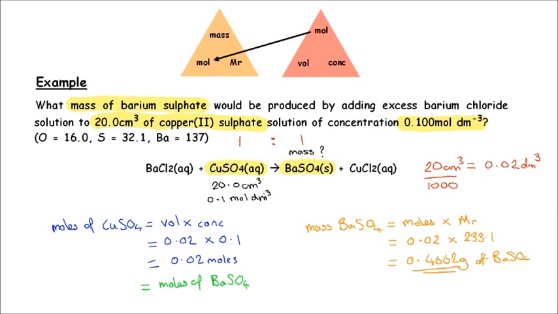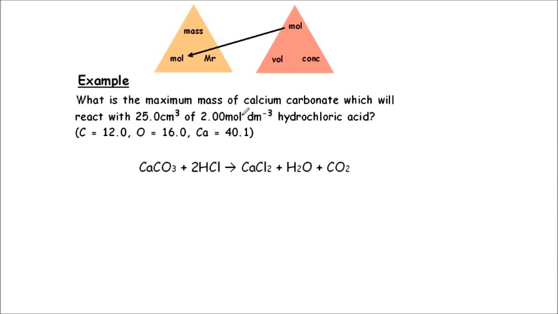Okay, let's have a look at another question then. So this one's asking us, I'm going to highlight as before, what's the maximum mass of calcium carbonate, which will react with 25 centimeters cubed, that's a volume, of 2 moles per decimeter cubed, that's a concentration, hydrochloric acid. And here's our hydrochloric acid. Okay, so that's all we're interested in. You can kind of forget about the rest, to be honest, for now.